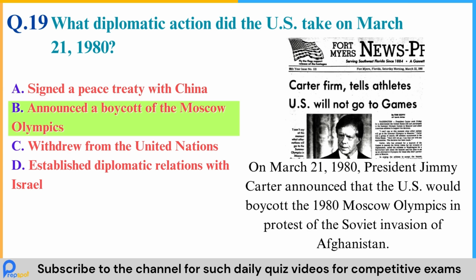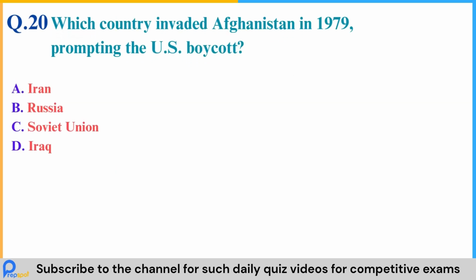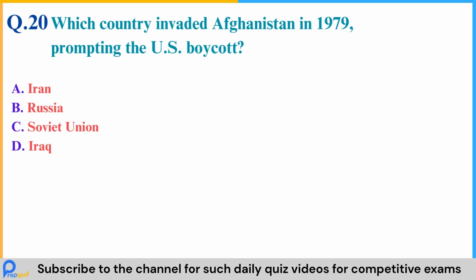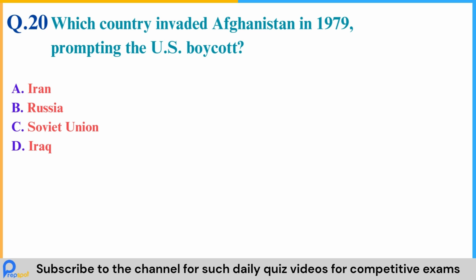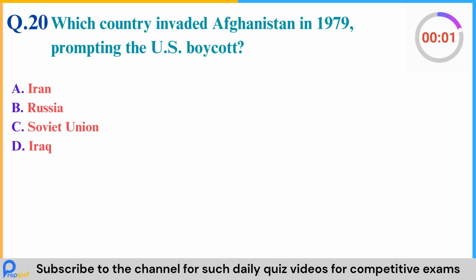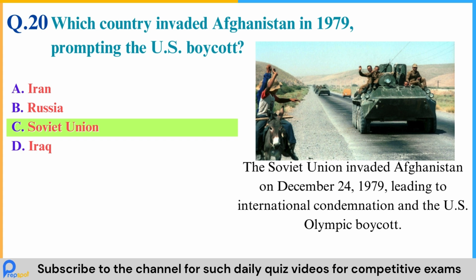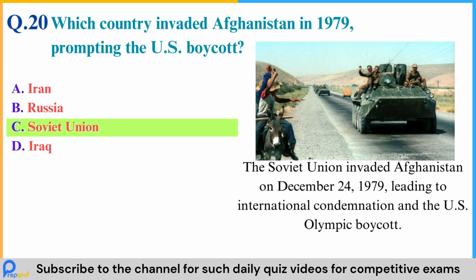Answer: B. Announced a boycott of the Moscow Olympics. Explanation: On 21st March 1980, President Jimmy Carter announced that the US would boycott the 1980 Moscow Olympics in protest of the Soviet invasion of Afghanistan. Question 20. Which country invaded Afghanistan in 1979, prompting the US boycott? A. Iran. B. Russia. C. Soviet Union. D. Iraq. Answer: C. Soviet Union.